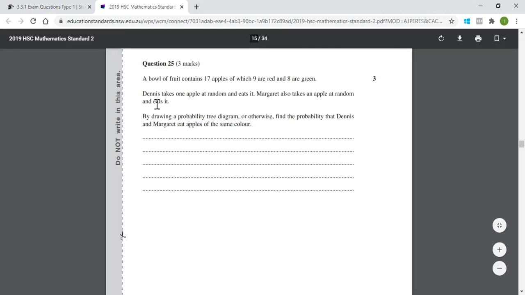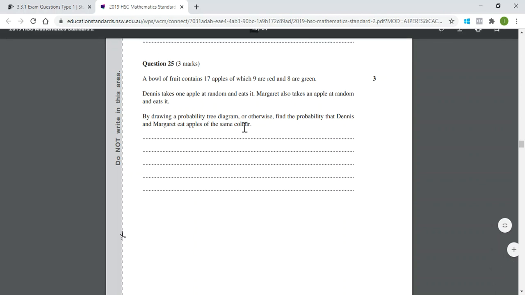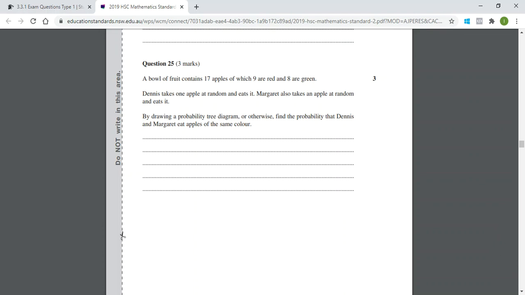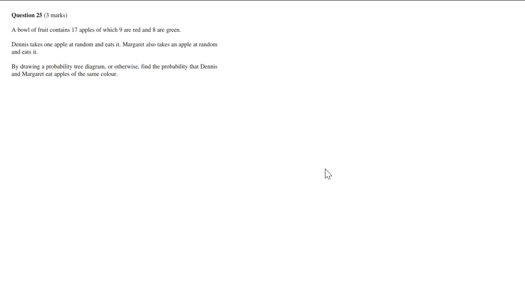The question is telling you there is a bowl of fruits that contains 17 apples, of which 9 are red and 8 are green. And Denise eats one, and Margaret eats one as well. And then by drawing a probability tree or otherwise, you need to find the probability that they both ate the same color apple. So let's take out the question.